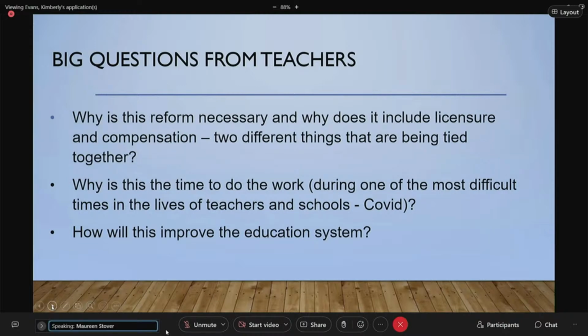There were 3 really big questions that came out of the feedback sessions from our teachers. The first is, why is this reform necessary, and why do we include budget and or licensure and compensation in the same model? Why are those being tied together when those are 2 separate entities? Why is this the time to do the work during one of the most difficult times in the lives of teachers and schools because of the COVID pandemic? And how will this improve the education system?